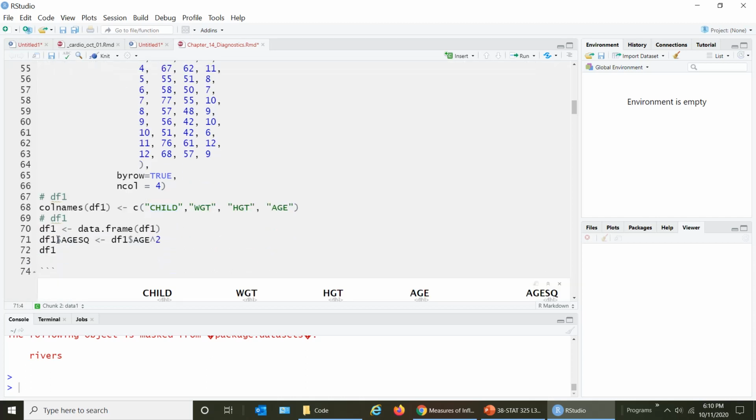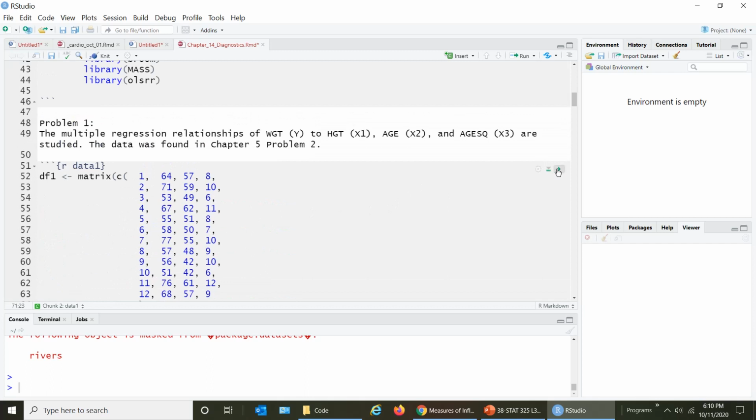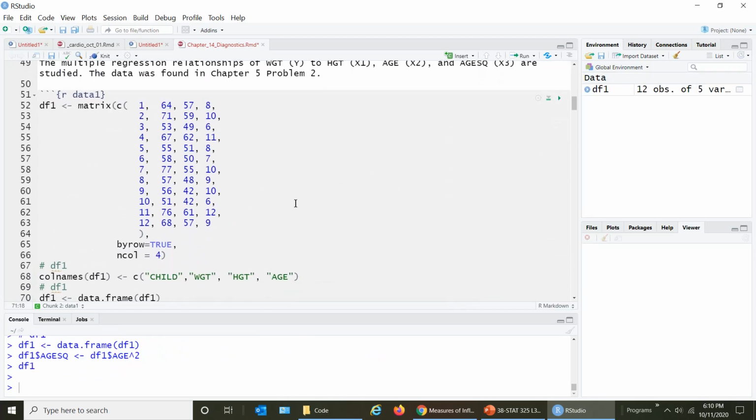And then down here is where I add the age squared to this data frame. All right, and so that's the code we have before. Remember that in order to get credit for your work, you have to have the data inside the code so that I can run your code when I grade it. Otherwise, if I can't run your code, then I can't give you credit for your work because I can't run your code to verify it.